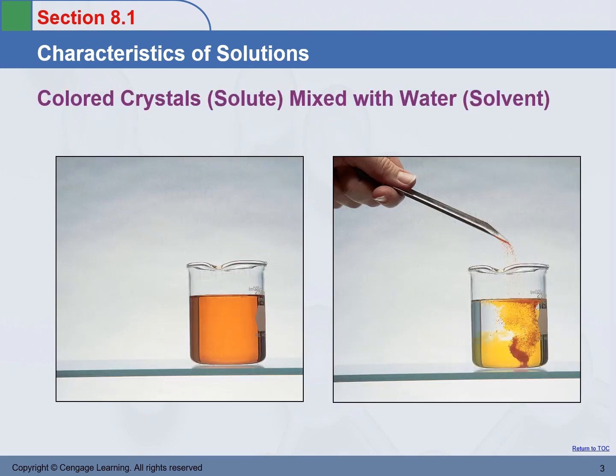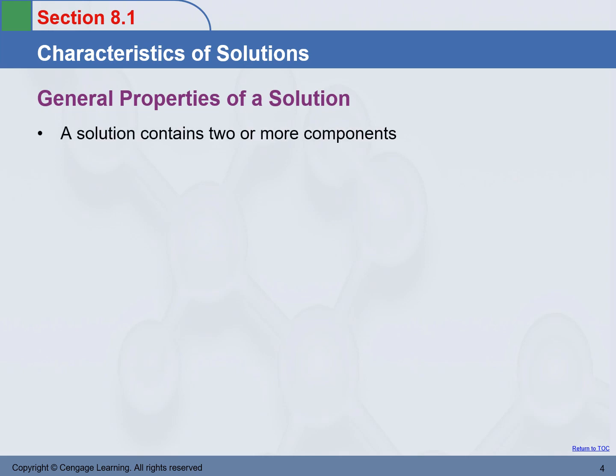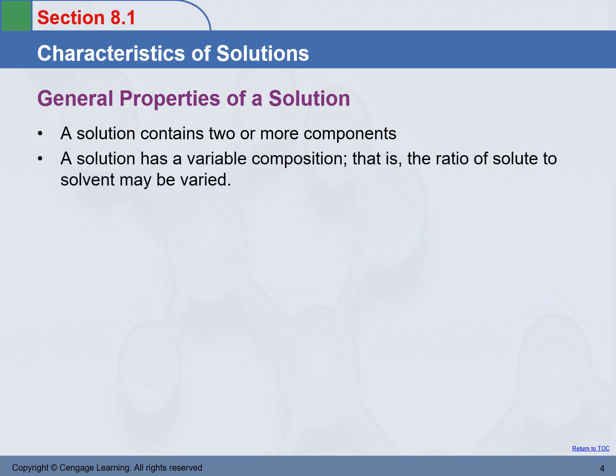Okay. A drawing of putting some solid in water to form a solution. General properties of a solution. A solution contains two or more components. We know that from the definition of a solution. A solution has a variable composition, that is, the ratio of solute to solvent may be varied.